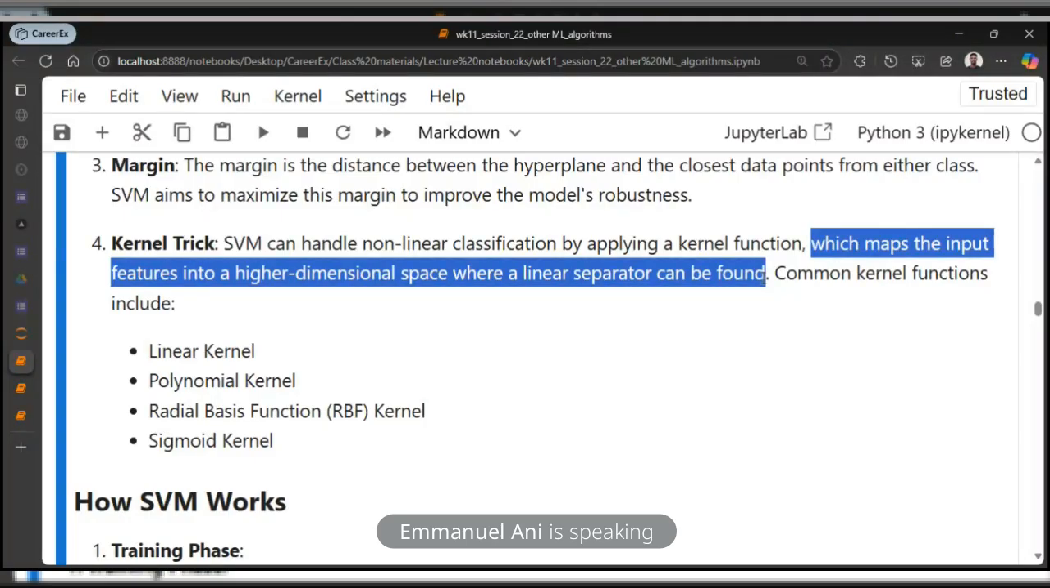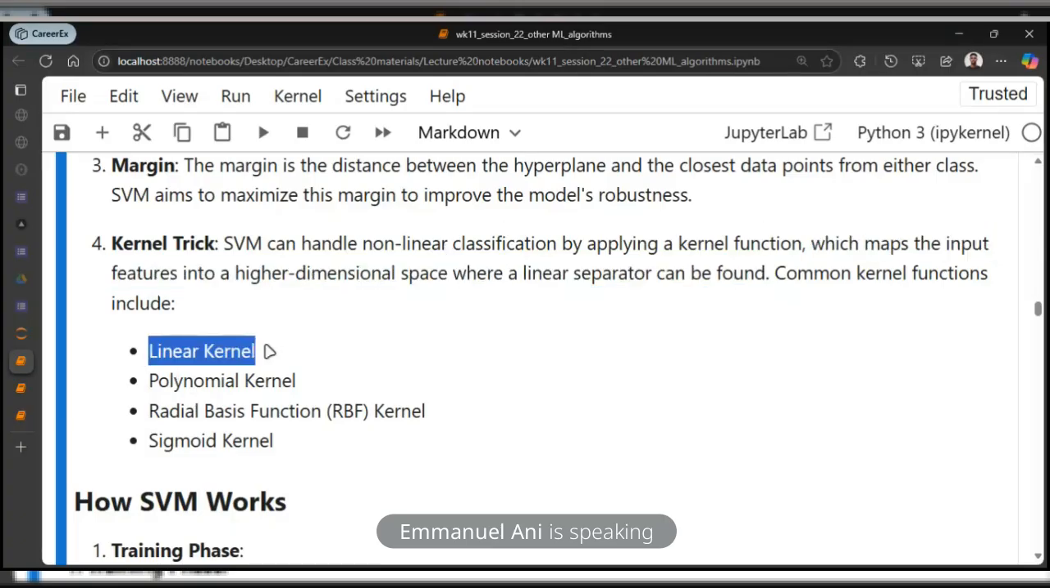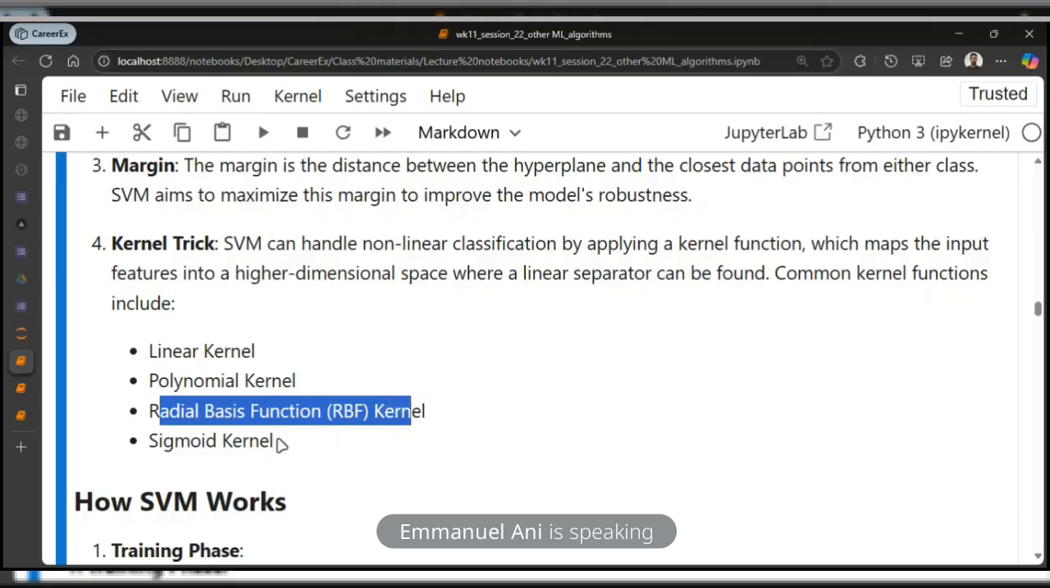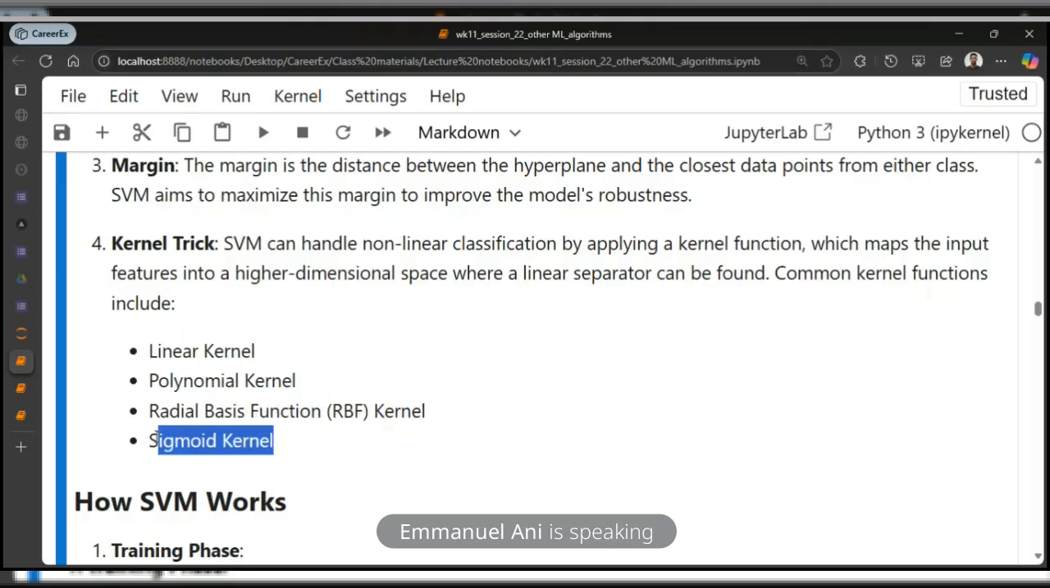And kernels are of different types. We have linear kernel, we have polynomial kernel, and we have the radial basis function kernel. We have sigmoid kernel. So this, you don't need to understand how this kernel works, right?